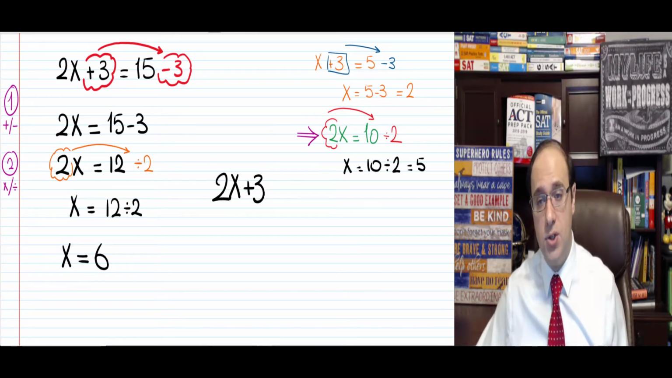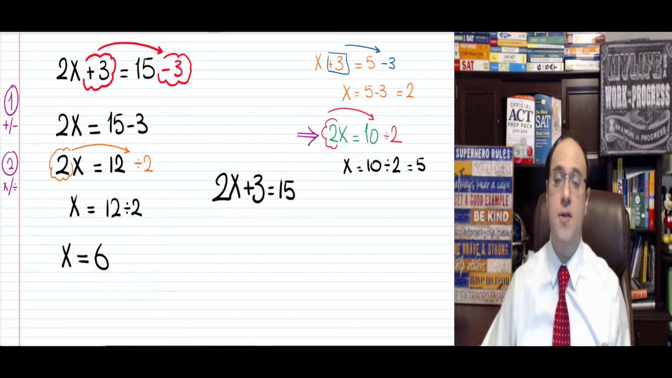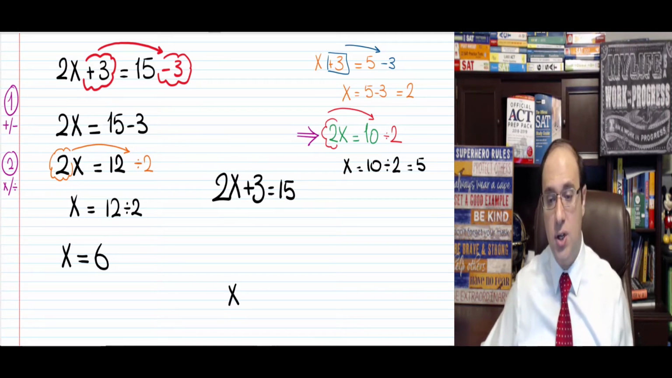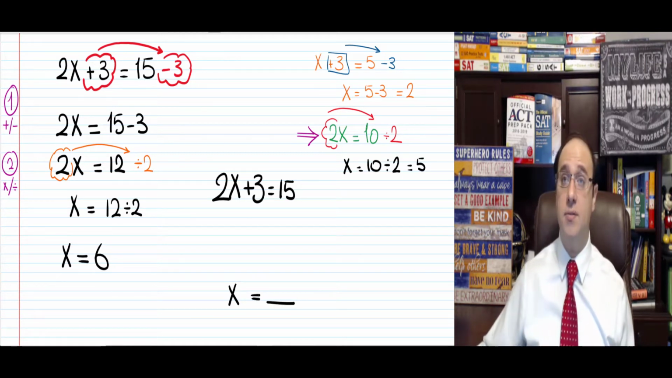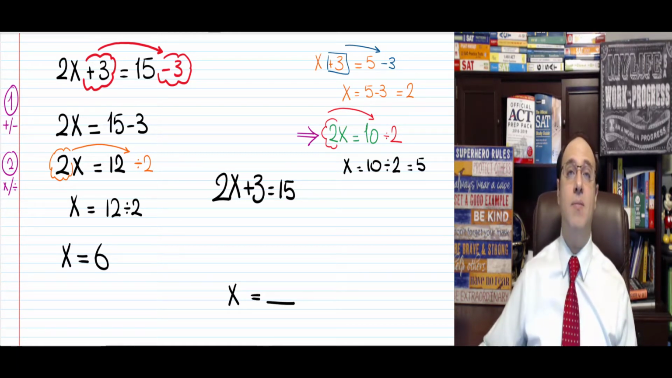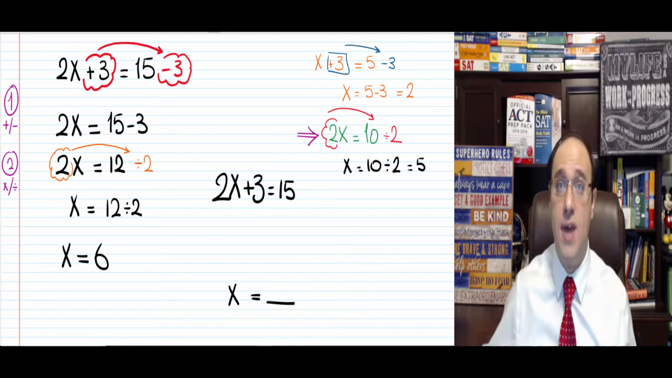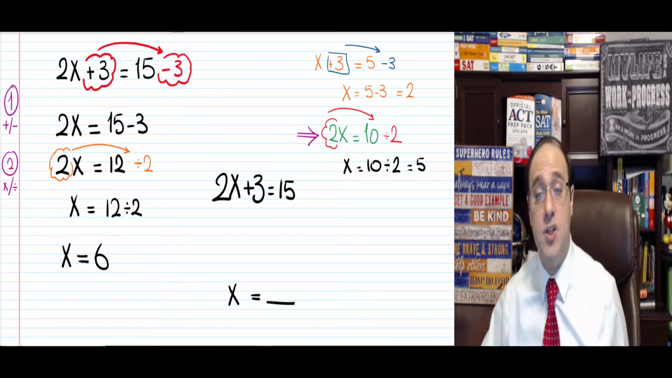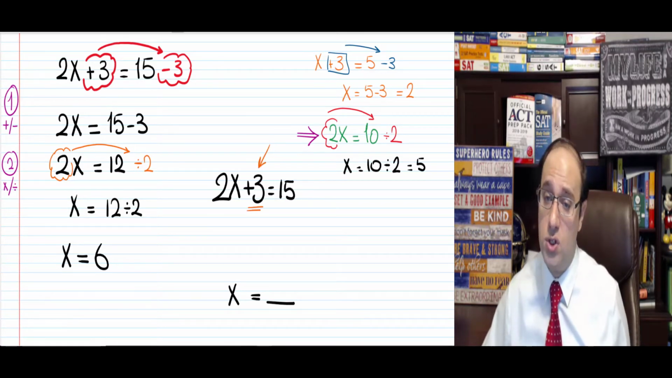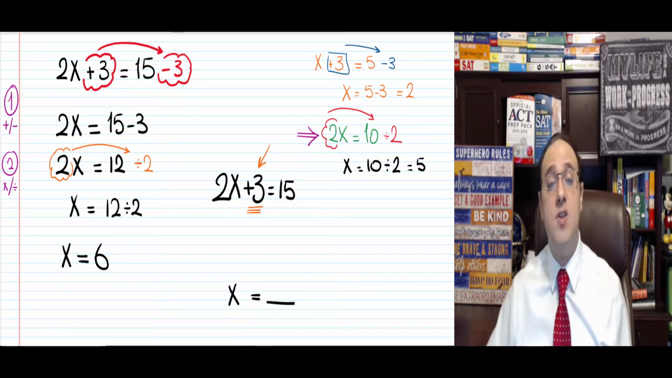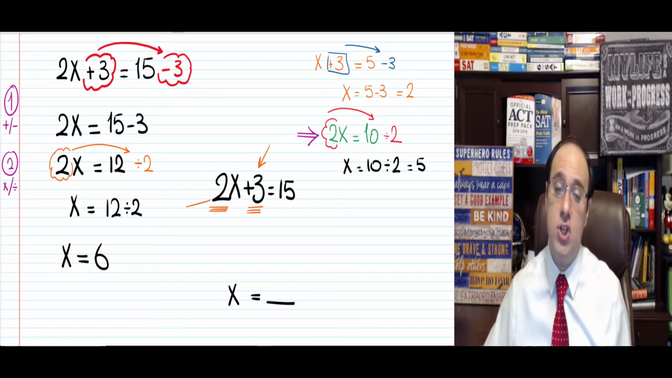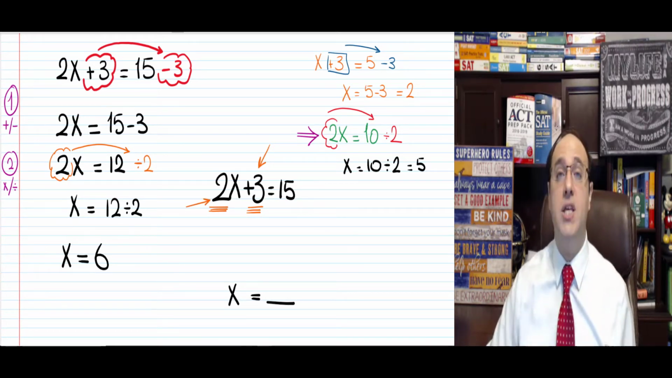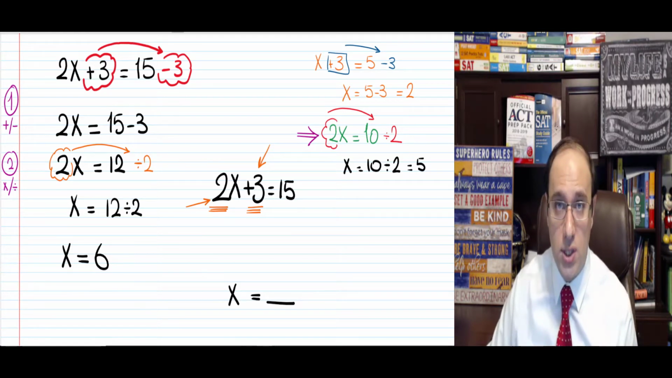2x plus 3 equals 15. This is what I had originally. I want to get x equals something. In order to do that, I must get rid of anything next to the x. In this case, I have two things next to the x. I have something that is added or subtracted, which is the plus 3, and I have something that is multiplied or divided, which is the times 2. I can't get rid of both in one step. I need to do this in 2 steps.